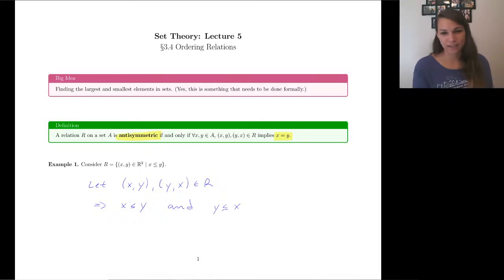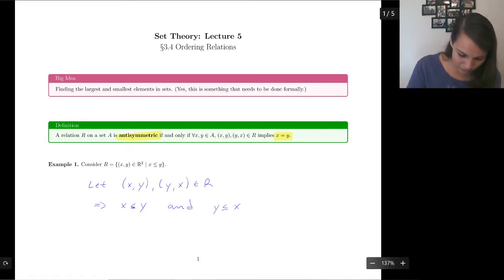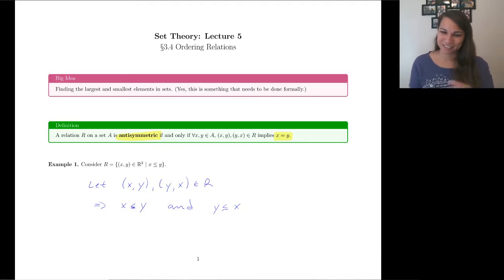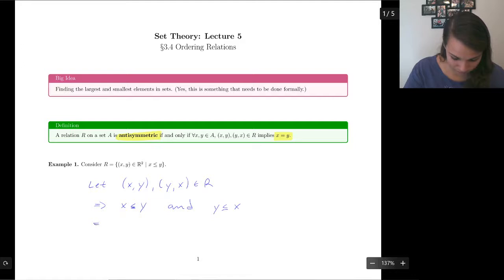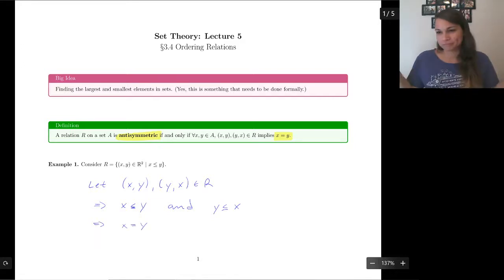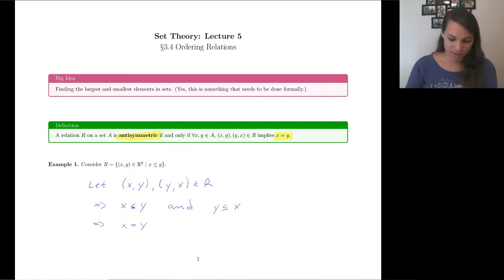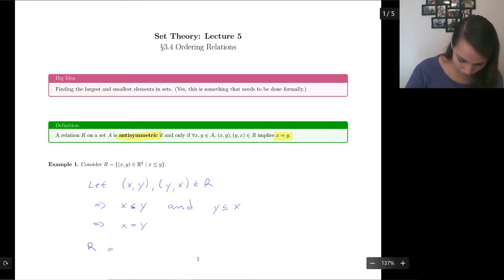So if we have x is less than y and y is less than x, the only thing we can do in between is this middle ground, because it can't be bigger and smaller at the same time, but they can be the same. So then x is going to be equal to y. There we go. This is antisymmetric.